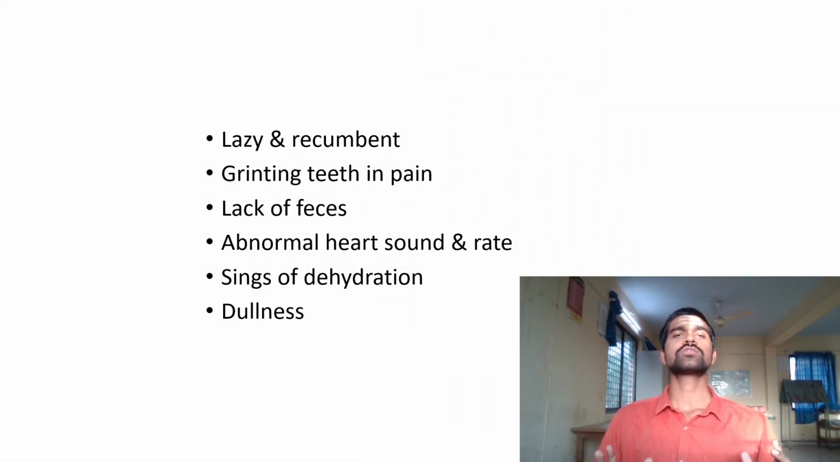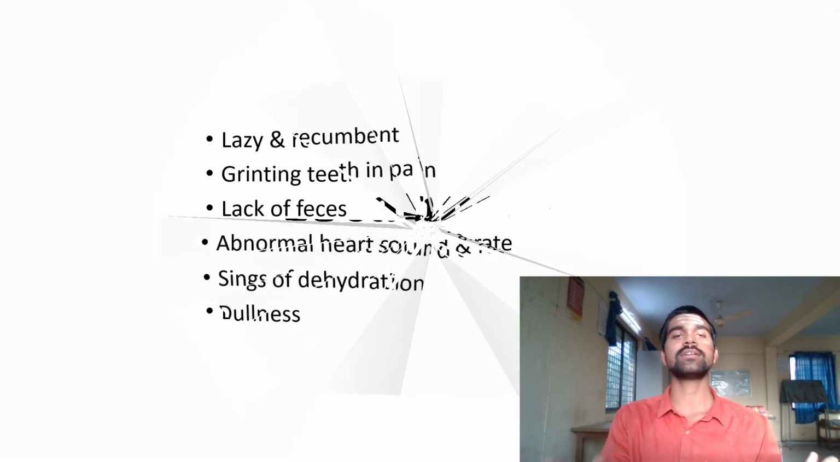So what are the other symptoms? The cow will become lazy and recumbent. Lazy means the cow will become lazy and dull, and recumbent means the cow will lie down, grinding its teeth in pain. The cow will grind like a pig. There will be lack of feces because of constipation and no correct digestion. Abnormal heart sound and rate: the heart sound will be abnormal, and there are no rumen sounds. Signs of dehydration: the cow will suffer from dehydration and become totally dull.